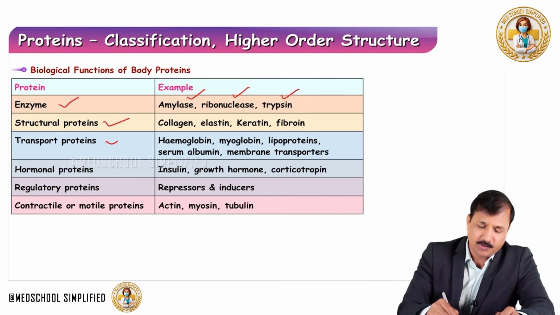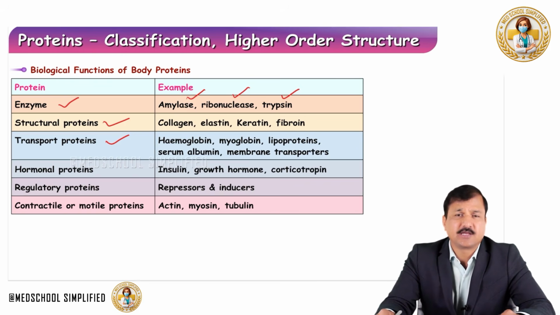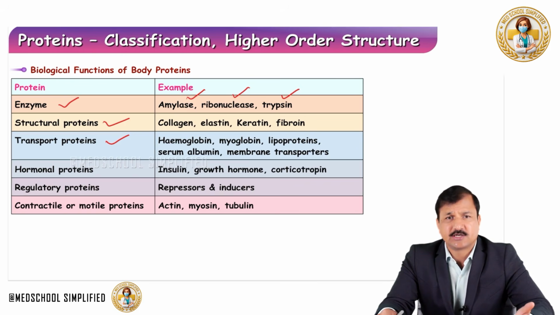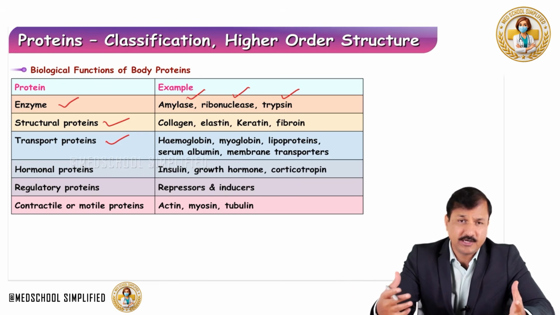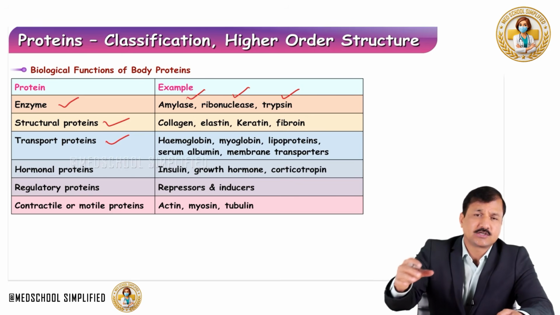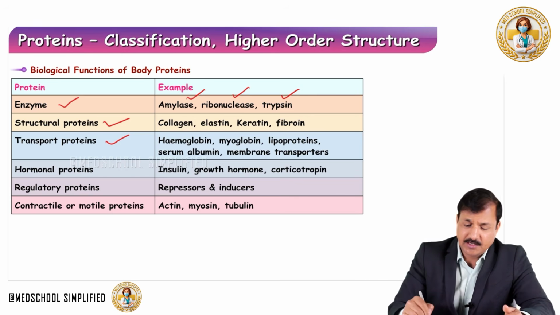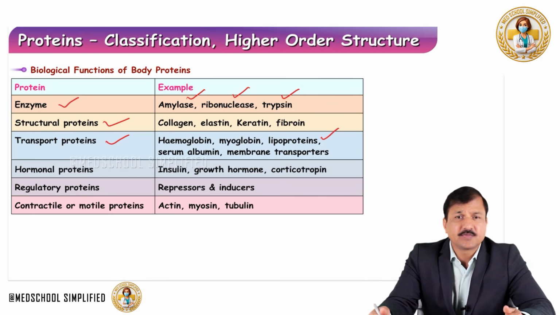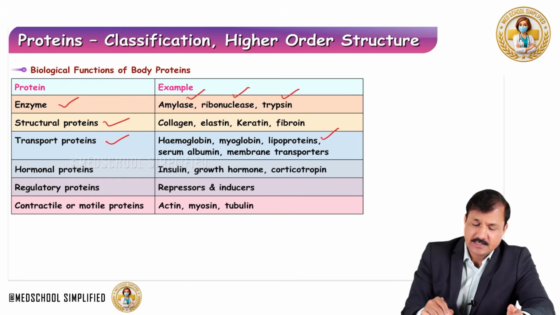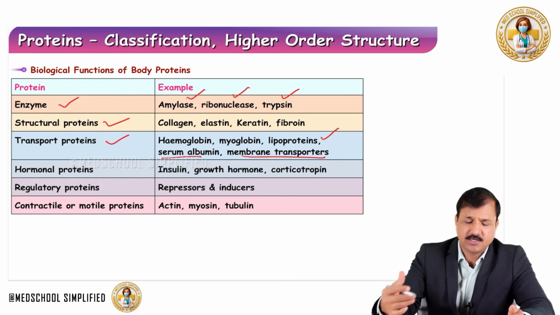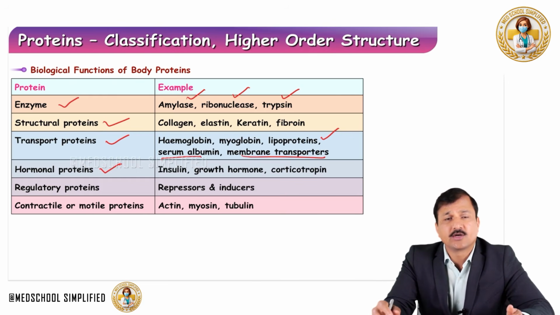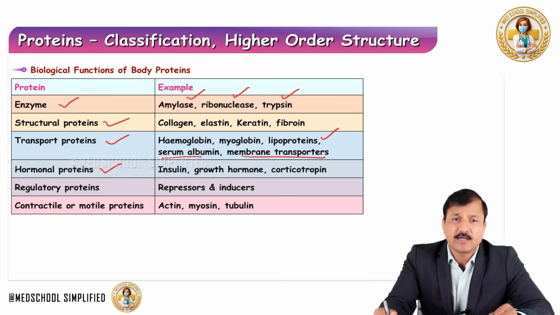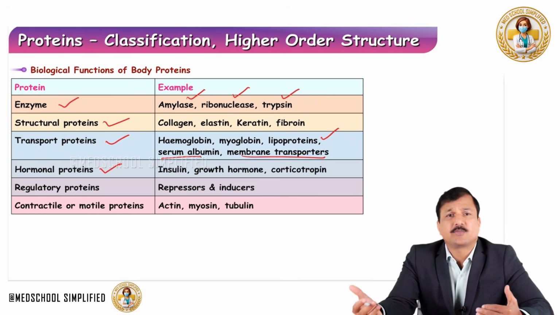Okay. And then the transport proteins, as the name says, they transport something, like hemoglobin. It transports oxygen. Myoglobin transports oxygen again, but it is a storage form of protein. Basically, it stores oxygen in the tissue. And then lipoproteins carry lipids from one place to another. Serum albumin and membrane transporters are all transport proteins. Then we have hormonal proteins like insulin, growth hormone, corticotropin, and thyroid stimulating hormone. These are hormones which are protein in nature.